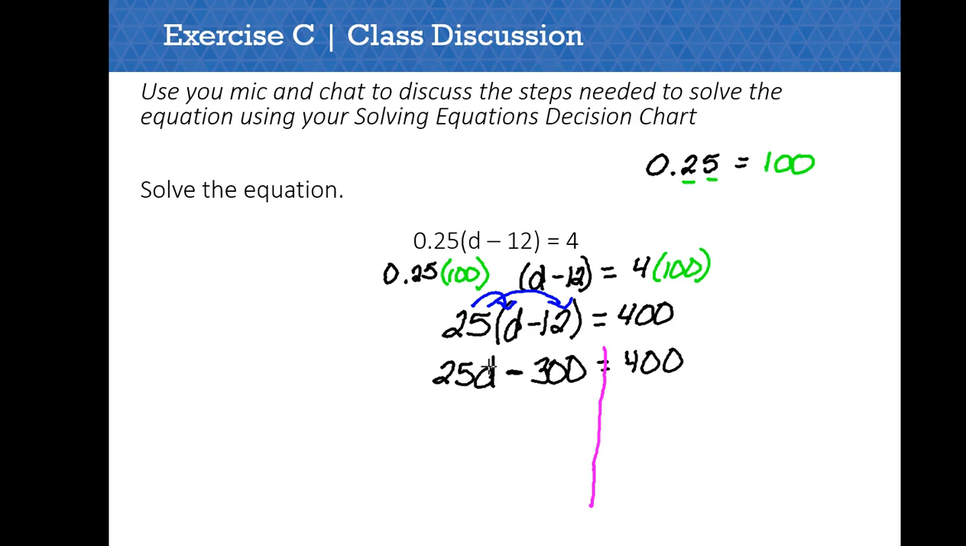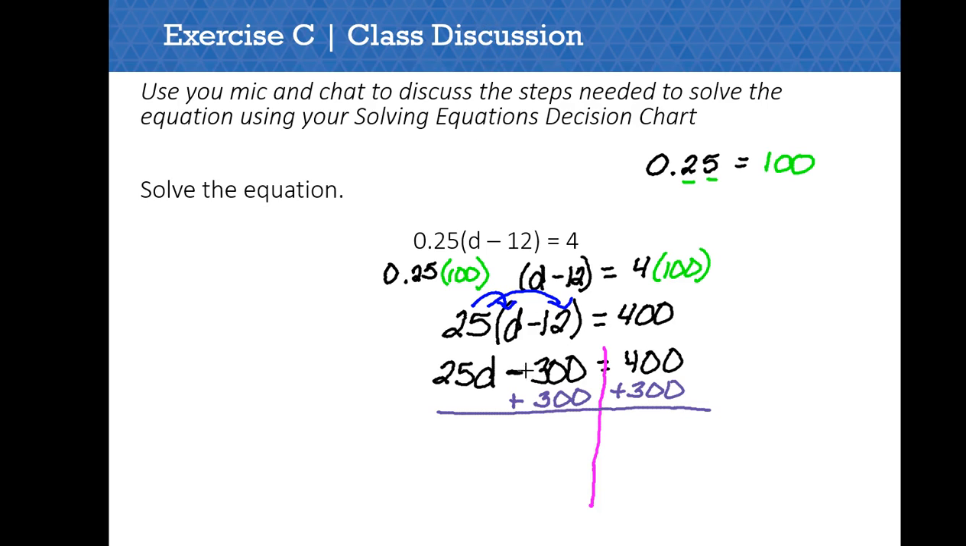variable. So there's my variable of d, and the minus 300 is on the same side. So the inverse operation there that I am going to use is I'm going to add 300. And whatever I do on one side of the equal sign, addition property of equality tells me I have to do the same thing on the other side. All right, so I'm going to add the 300 on both sides.